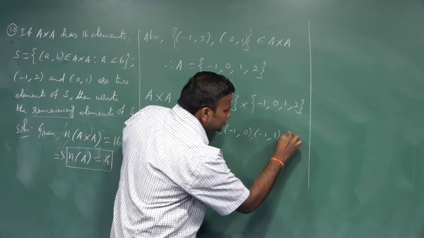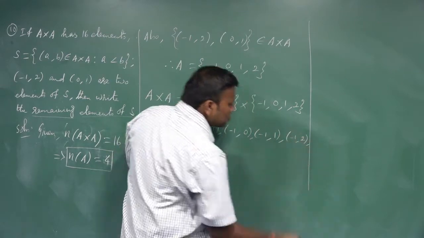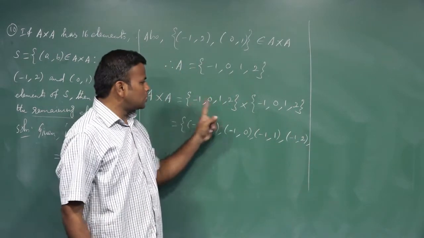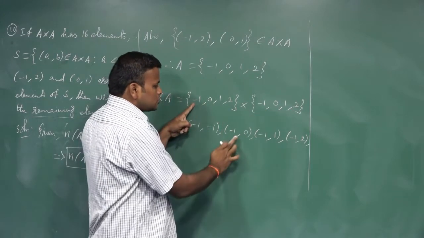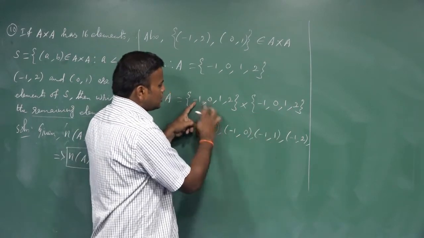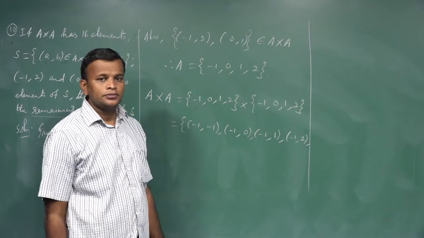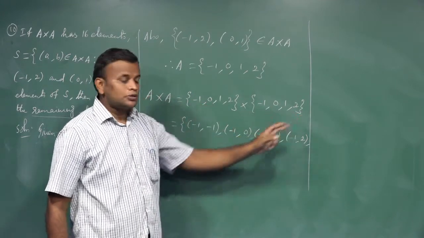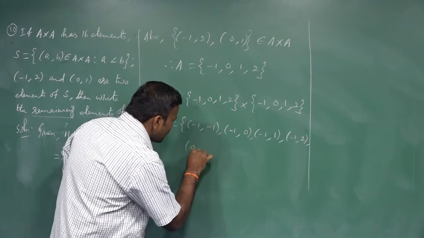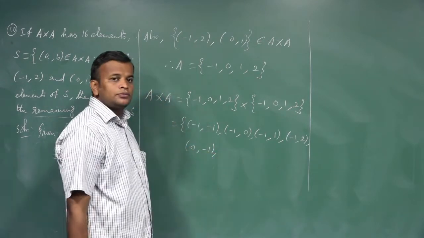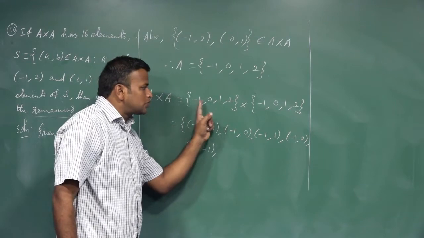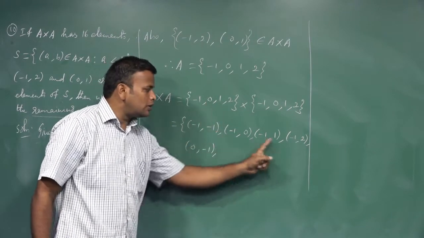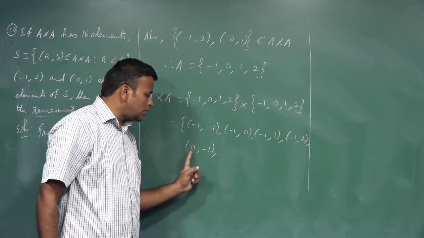(-1, 1), (-1, 2). Then (-1, -1), (-1, 0), (-1, 1), (-1, 2). Over. Now we move this element and also we move the next one. So the second set is (0, -1). The next number is 0. In all the ordered pairs, we just remove -1 and add 0.